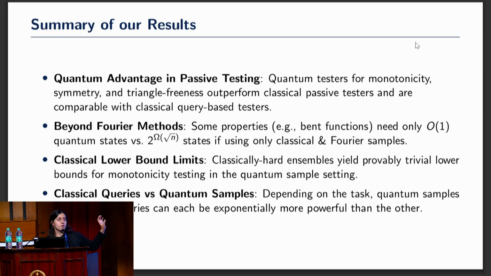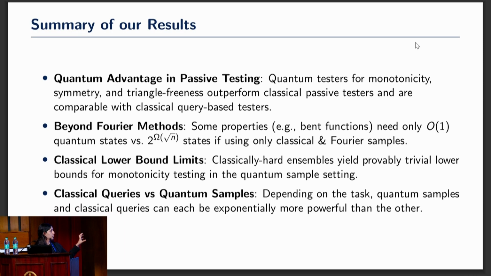And then finally, there were two resources that I could not directly compare, and they were classical queries and quantum samples. Correlation requires an exponential number of classical queries, but only a constant number of quantum samples. So you can ask the question whether quantum samples are always more powerful than classical queries. We find a property that has the opposite characterization. In fact, it requires an exponential number of quantum samples, but only a constant number of classical queries to resolve. So depending on the task, quantum samples and classical queries can each be exponentially more powerful than the other. So these two resources are, in fact, maximally incomparable.